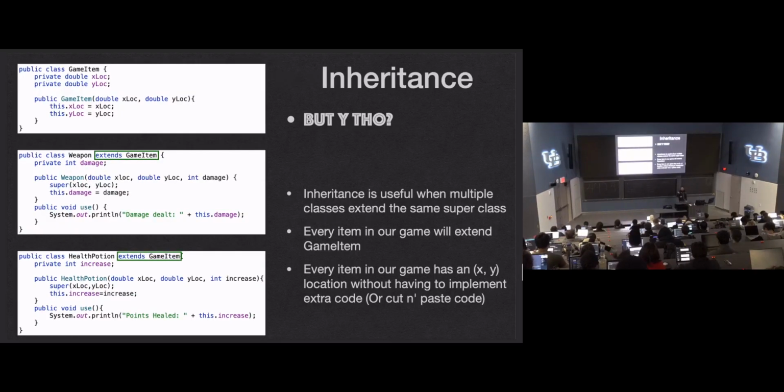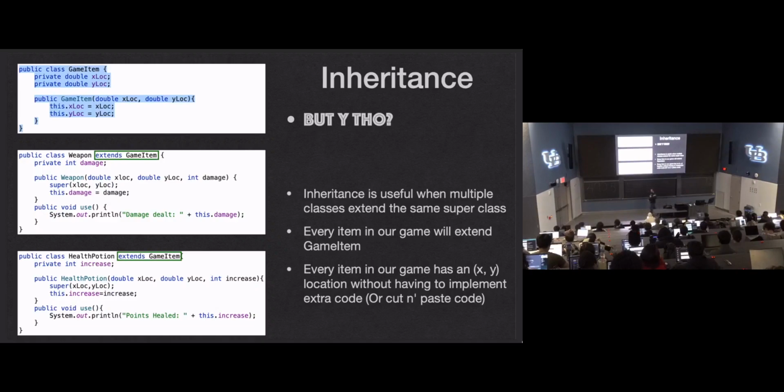The answer is when we have multiple classes both extending the same class. When we have weapon and health potion, and we want them both to have locations in this game, we want them both to have an X and a Y location, well, we just have them both extend game item. We write this code one time, and we get that code in both of these classes. This is the power of inheritance. This is where it really pays off for us.